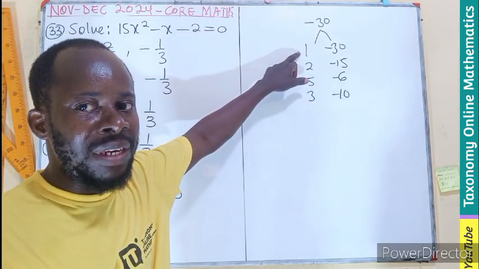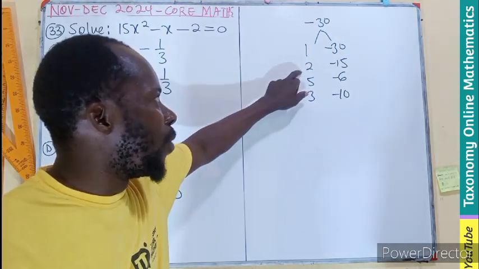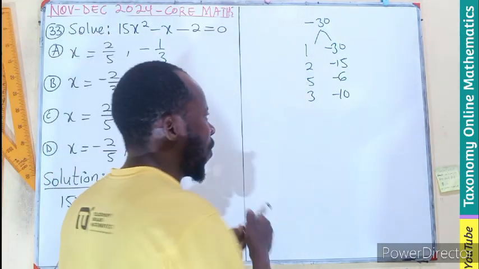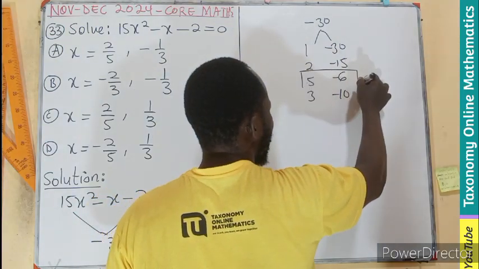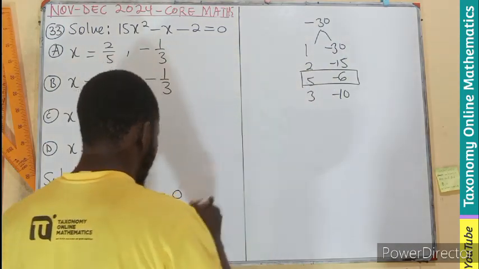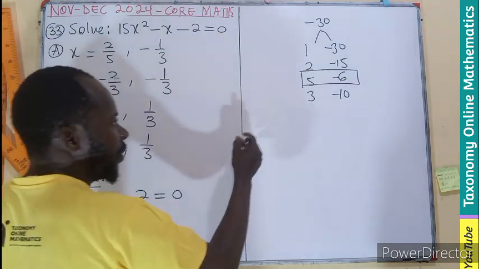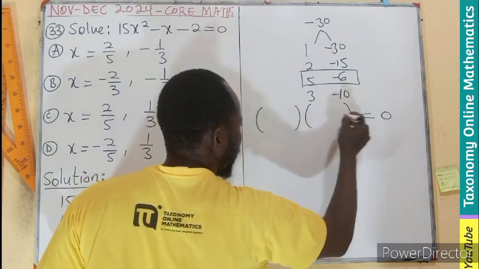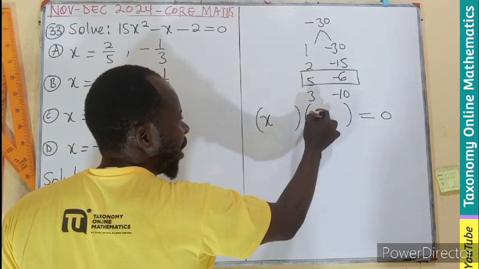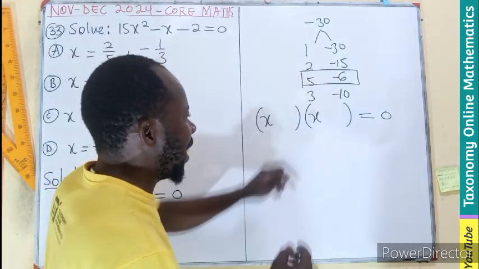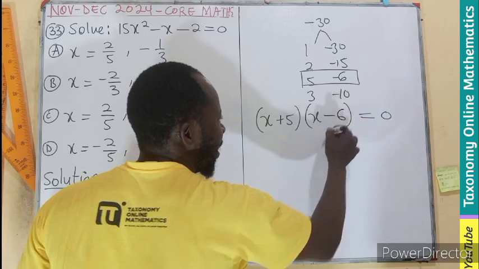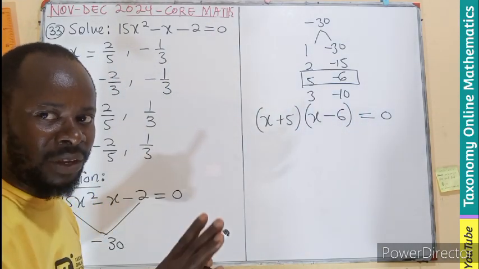Here will be negative 29, so discarded. Here will be negative 13. Here will be negative 1. So I'll be going for these two factors. So straightforward, from here, what I'm going to do is to open up the two brackets, all equals to 0. So x plus 5, the first factor is plus 5, and the second factor, minus 6. Those are the two factors we had.